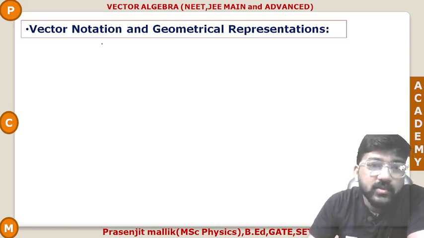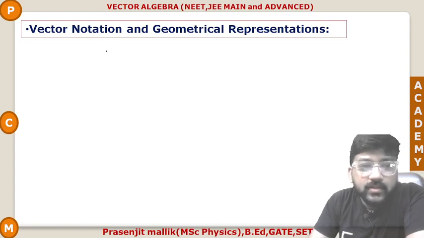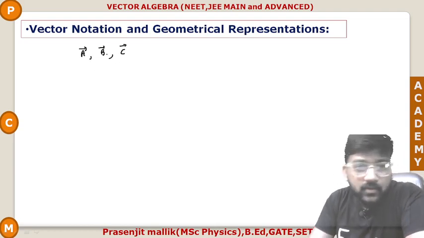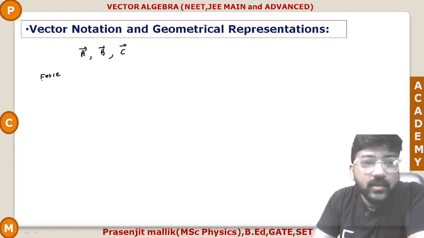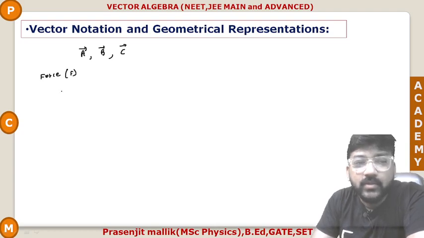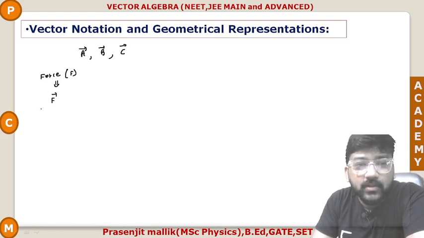So first let me tell you about the vector notation. How can you denote a vector? A vector is denoted by using a capital letter, like A, B or C, with an arrow. So a vector quantity can be written like this. If you have a vector like force, force is a vector quantity, and we denote force by the capital letter F. Now if you want to denote this force as a vector quantity, then we will use F with this arrow sign. So this is the notation that we use for a vector quantity.